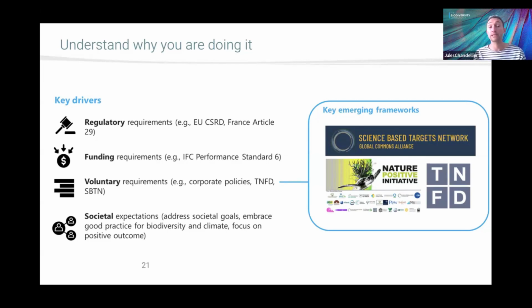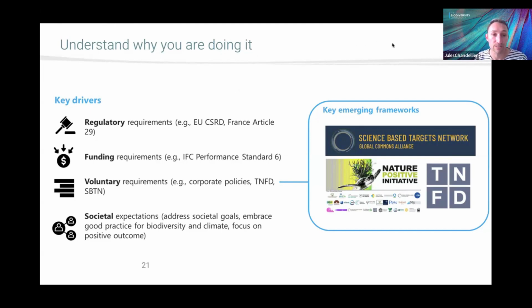It's getting more and more momentum at the moment on biodiversity, and it follows a bit what has been done on climate, where climate reporting is now mandatory for most companies, depending on the size. We have the same thing happening for biodiversity, and France was a pioneering country with Article 29. And now we have more and more regulation at the European level with the CSRD, which will require more and more companies to report on their impact and risk linked to biodiversity.